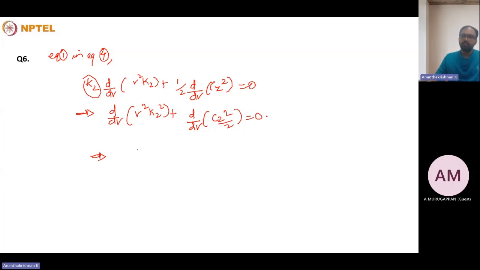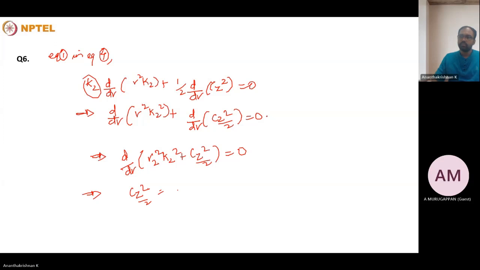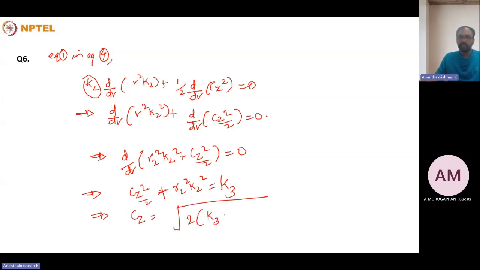So it will come down to d by dr of r squared k squared plus d by dr of cz squared by 2 is a constant. That means that d by dr of r squared k2 squared plus cz squared divided by 2 is a constant. That means that we can write cz squared by 2 plus r2 squared by k2 squared is a constant k3. So from this we can write cz is equal to root of 2 into k3 minus r2 squared k2 squared.